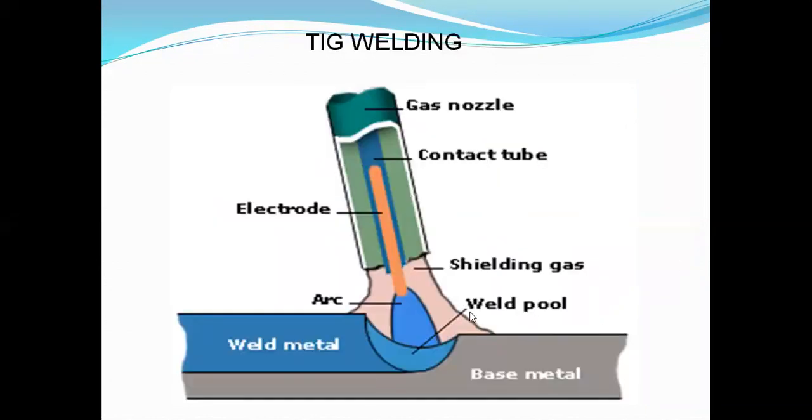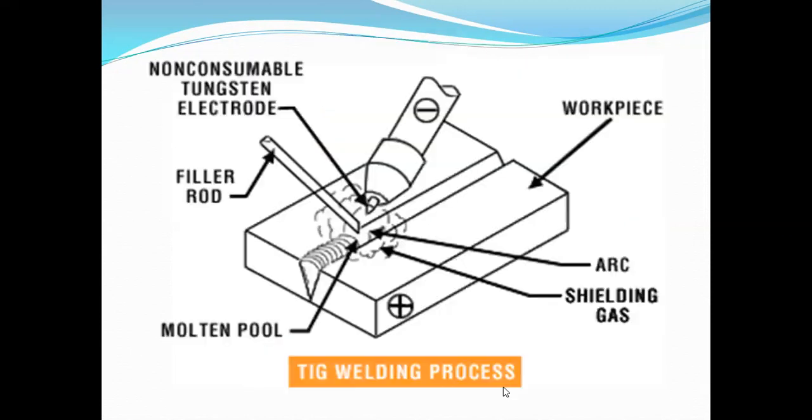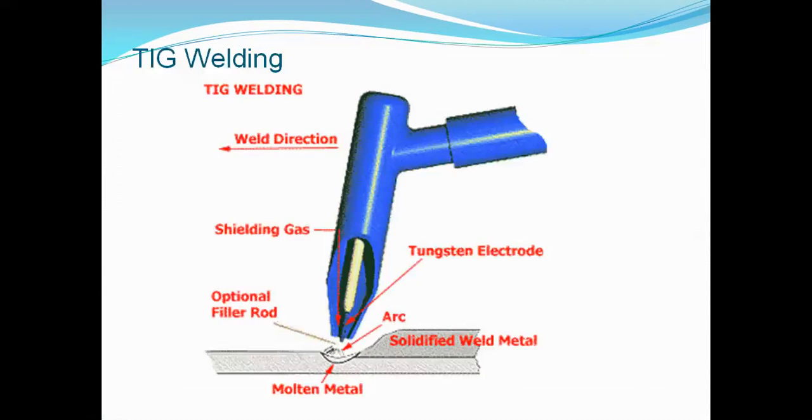In this diagram also, you are observing tungsten inert gas welding. This is the non-consumable tungsten electrode, and it is used to produce the arc. This is the weld pool of molten metal. There is the arc and the shielding gas. Atmospheric air does not enter this zone, right? And there is the weld metal and base metal. In the TIG welding process, two workpieces are there, the same.